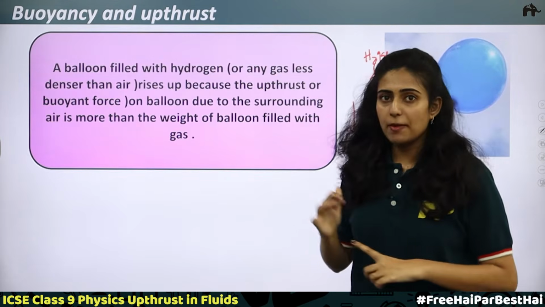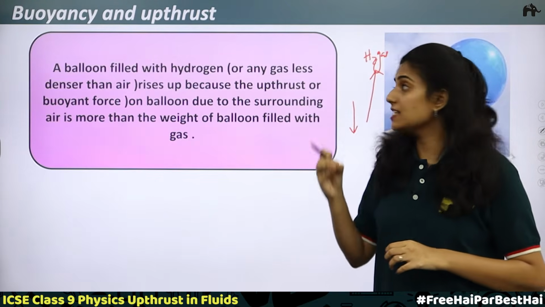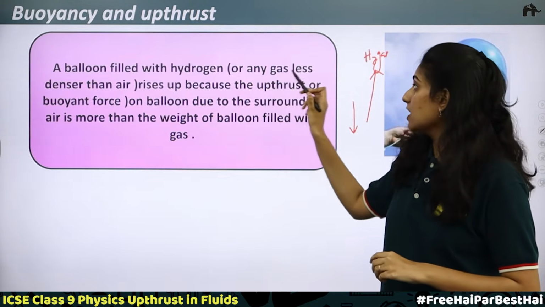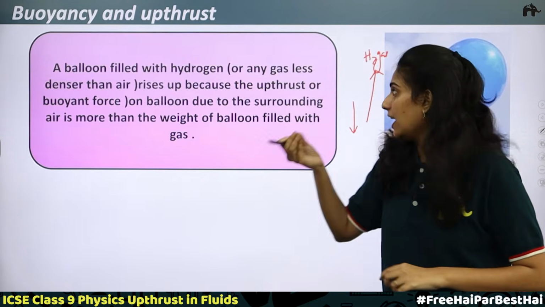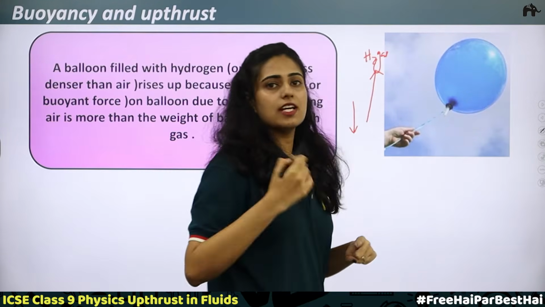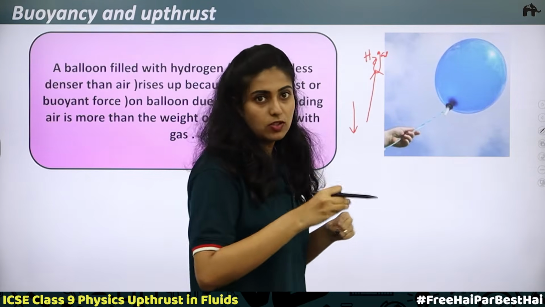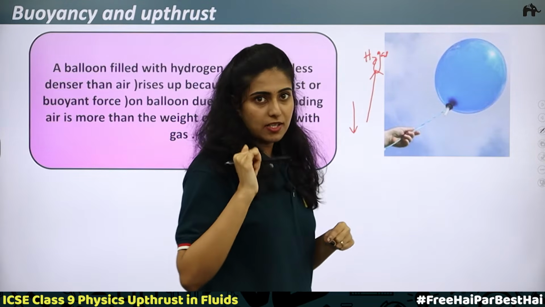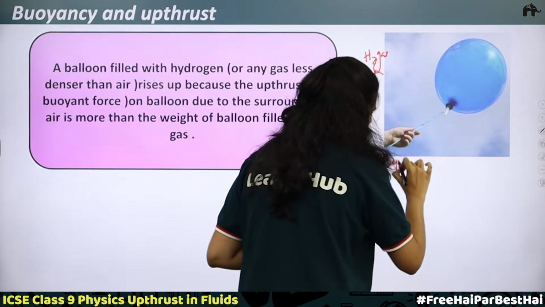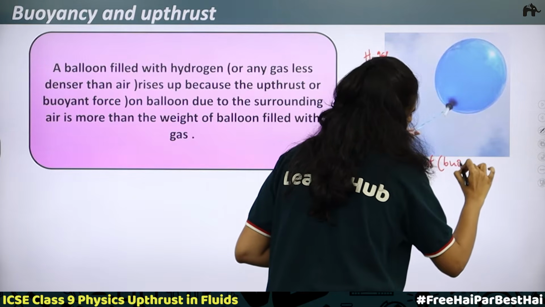Okay. Now, when you compare it with normal air, the density of hydrogen gas is very much less than the density of air. A balloon filled with hydrogen or any gas less dense than air rises up. Okay. This is the reason why the hydrogen balloon rises up. Because on comparing it with air, its density is less. Okay. When density becomes less, what happens? We have weight and the upward force or upthrust or the buoyancy.